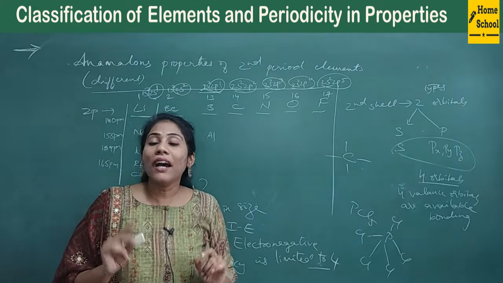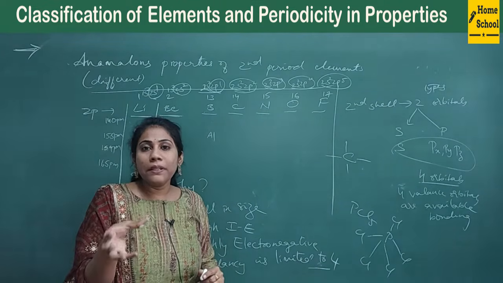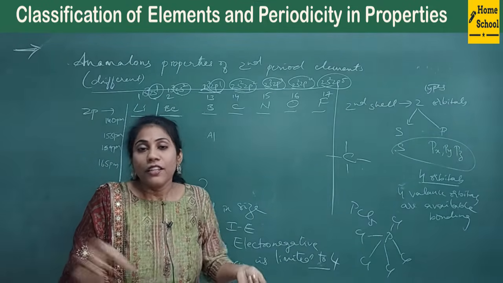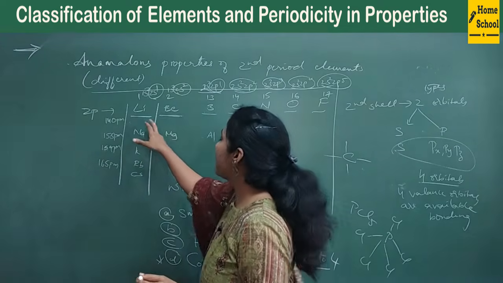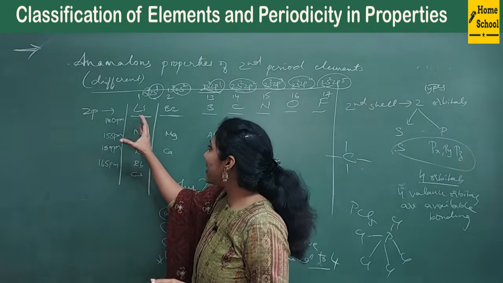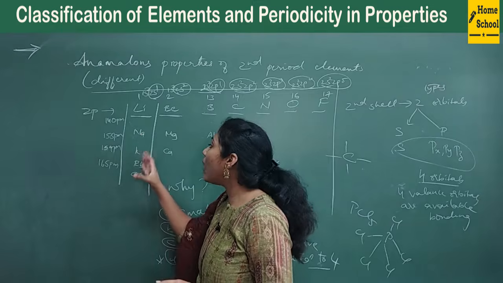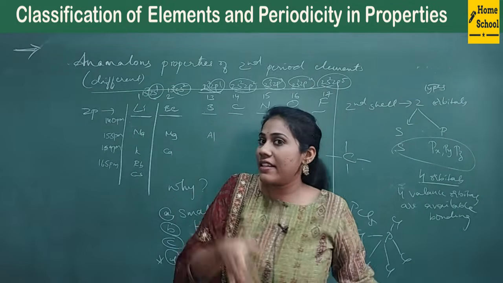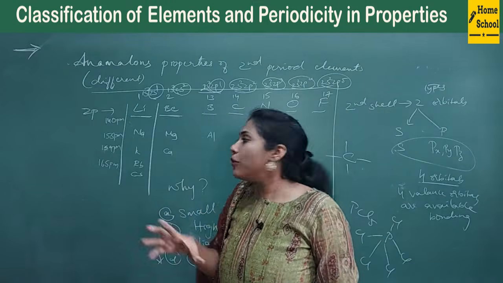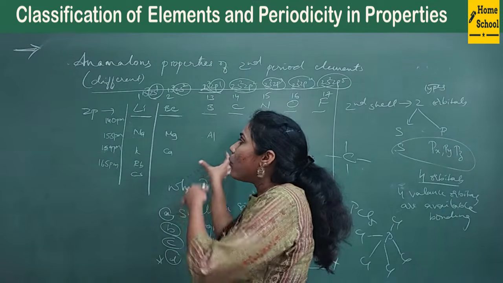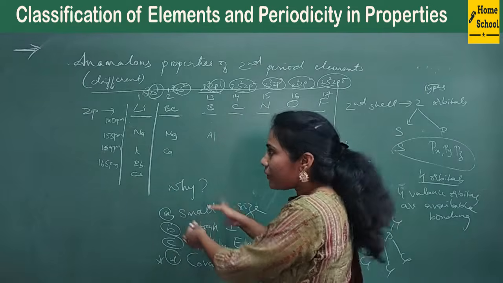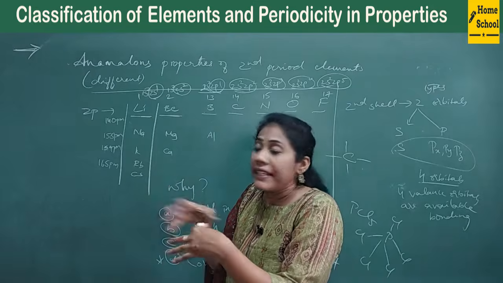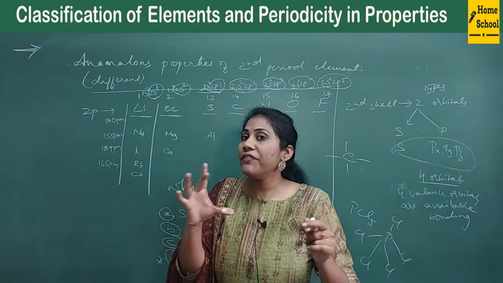Clear? Fine. And now we will study a few examples of where and how they actually behave differently. Suppose I take lithium, right? What are the different characters of lithium compared to other elements? So that you will get an idea, oh, in these instances they are different. So let's see a few examples of where exactly, in which properties, they differ from others.